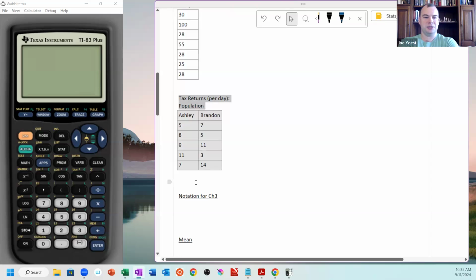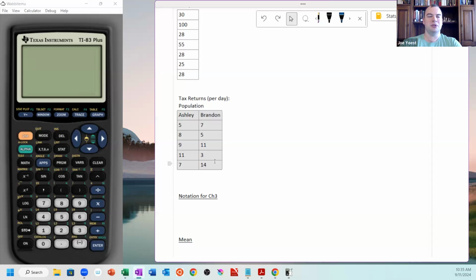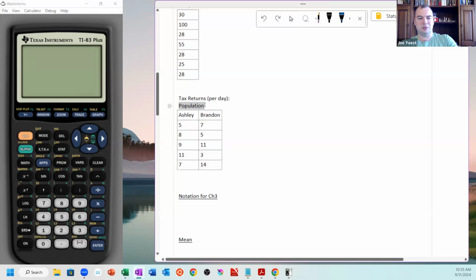Or we have these two data sets, the Ashley data and the Brandon data. I always use the same names, so I'm sorry if anybody is named Ashley or Brandon. I don't mean to call anybody out specifically, but I just always use these because it's A and B. We're considering these to be populations. Again, if I just said these are tax returns per day and here's the information, you'd have no way of knowing just on that basis, just on this list of numbers for each of them, whether that is supposed to represent a population or a sample. But I'm telling you explicitly here, this represents a population.